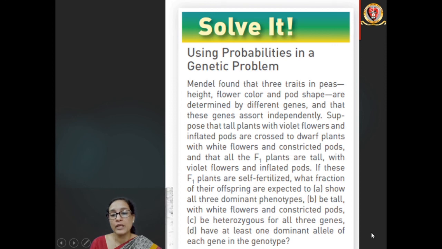Now, if these F1 plants are self-fertilized, the question is, what fraction of their offspring are expected to: A. show all 3 dominant phenotypes, B. are tall with white flowers and constricted pods, C. are heterozygous for all these 3 genes, and D. have at least one dominant allele of each gene in the genotype. So the questions are: the fraction of offspring with all 3 dominant phenotypes, the fraction of offspring which are tall with white flowers and constricted pods, the fraction of offspring which are heterozygous for all the 3 genes, and which have at least one dominant allele of each gene in the genotype. I hope you will be able to solve this problem.